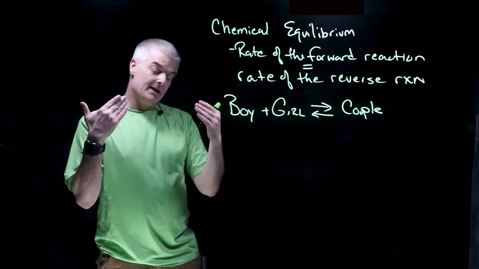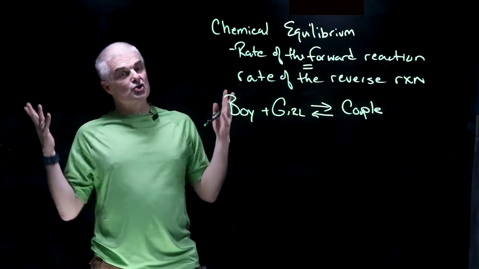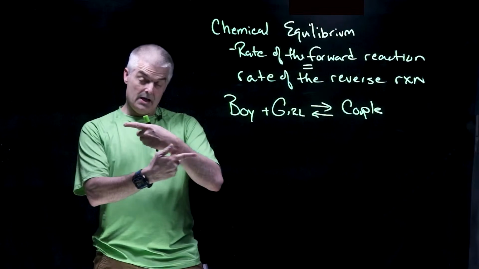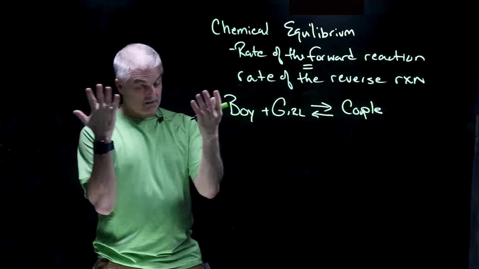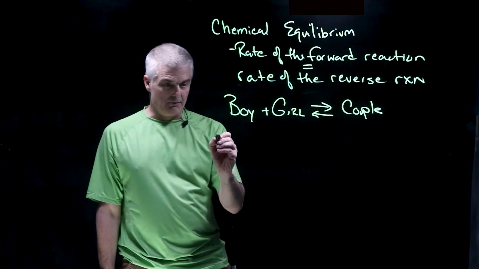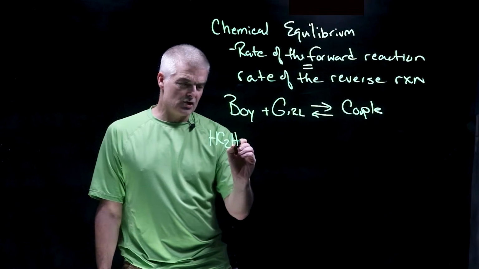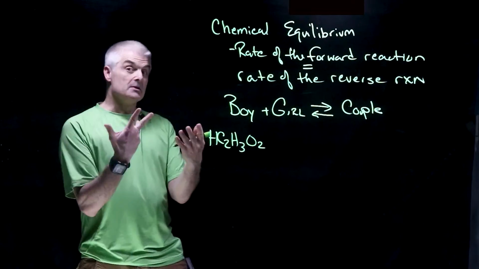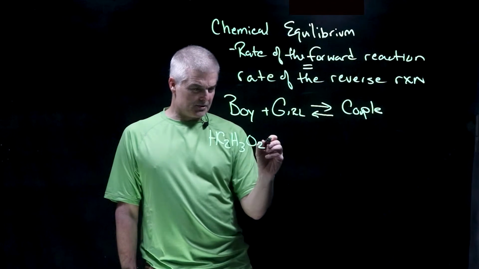Guess what? In chemistry land, it still applies. There are certain reactions that are reversible. They can go back and they can go forward. Now you may have seen this chemical before: acetic acid, HC2H3O2. That's vinegar. Like vinegar you put on your chips, right? Vinegar, salt, right? Vinegar chips.